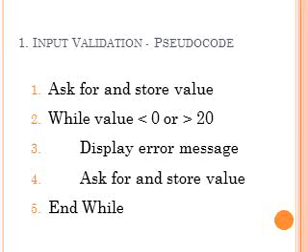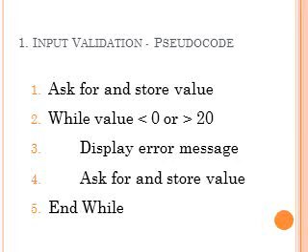So you ask for and store the value, and step 2 is the while loop. This means that the code may not run in steps 3 and 4. It won't run if the value is valid. So you've got to watch that you're checking to see if the value is outwith the specified range. In this case, any number between 0 and 20 is valid. Anything outwith that should run the code at steps 3 and 4.